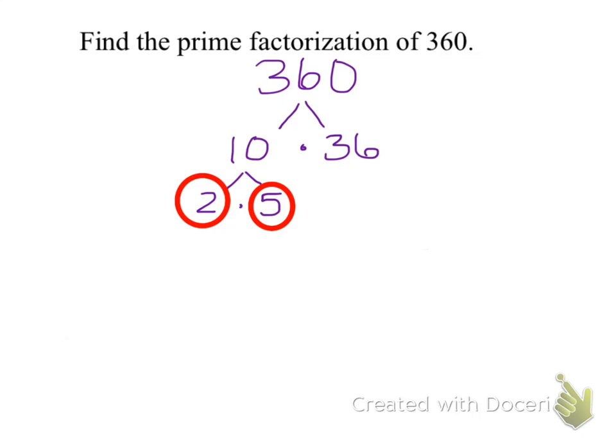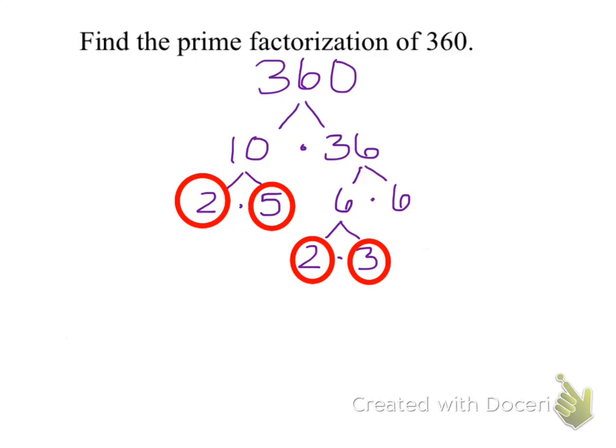Next, go back to 36. Factor that into, you could do 2 and 18, 3 and 12, 4 and 9, 6 and 6. It does not really matter. You'll end up with the same result. I'm going to go with 6 and 6. 6 is not prime, so I have to keep factoring it. 2 times 3. Right away I notice 2 and 3 are prime, so I'm going to circle them.